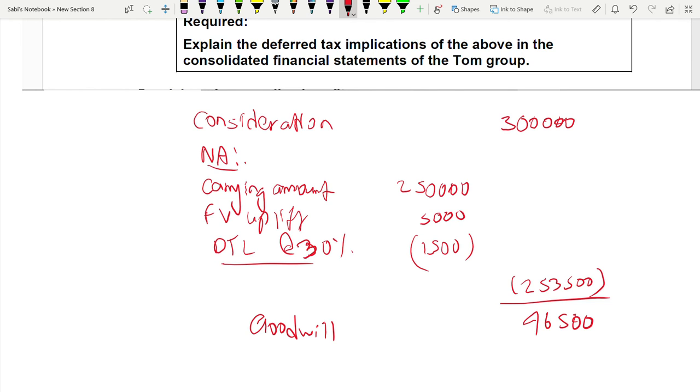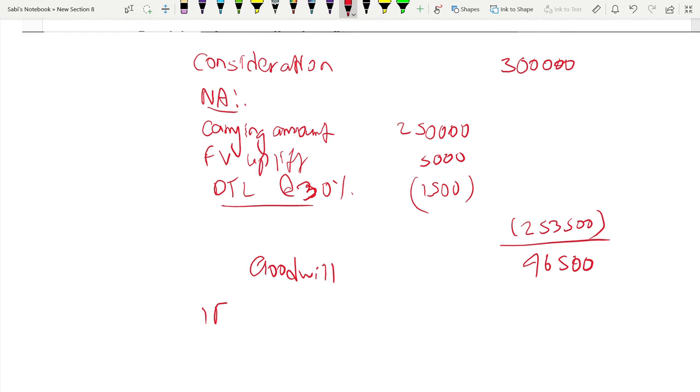What about explanation? You have to refer to your knowledge. In your answer, you have to make sure that you write about IFRS 3, because this is business combination. Whenever business combination comes, IFRS 3 comes. According to IFRS 3, you have to talk about the differences: net assets are recognized at fair value, and the carrying amount will be at 55,000.